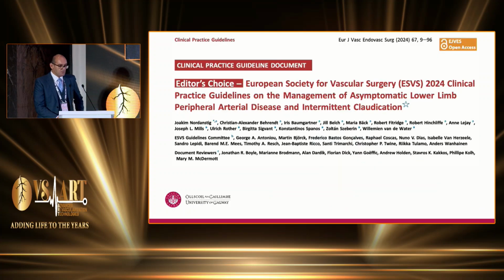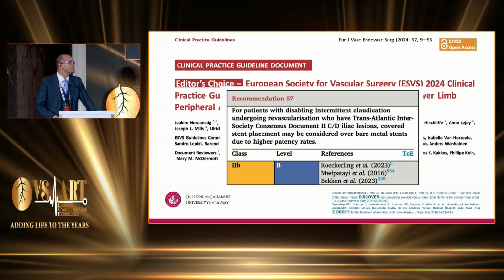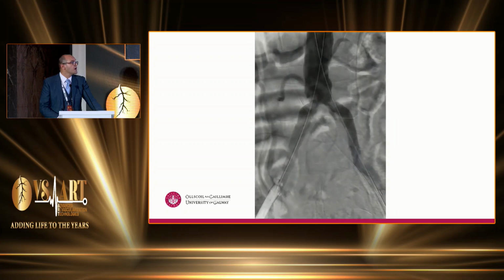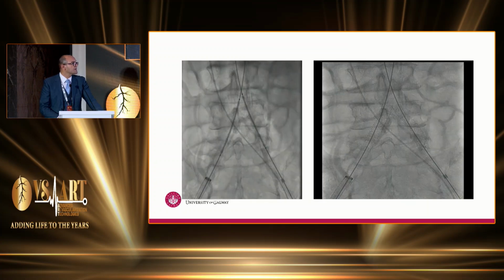So our most up-to-date ESVS guidelines have now started to recommend that covered stent placement could be considered over bare metal stents in TASC C and D lesions. So we now can at least be a little bit more comfortable when we've got tight stenoses like these that would require an atherectomy to go up, and then cover it with our Bentley stents in this particular case.